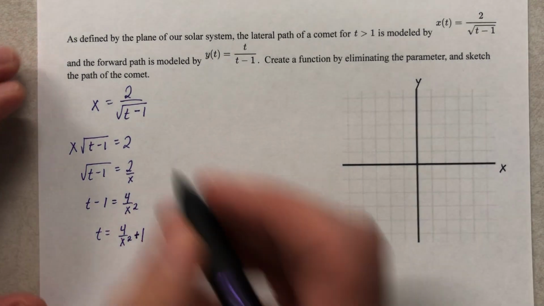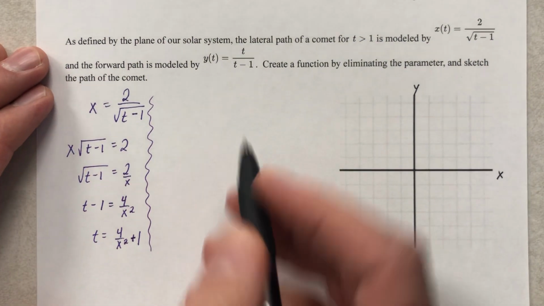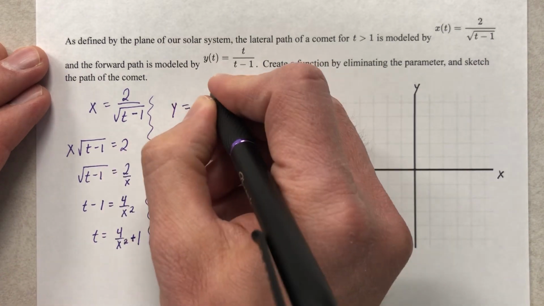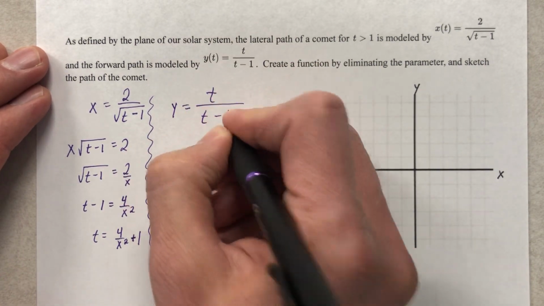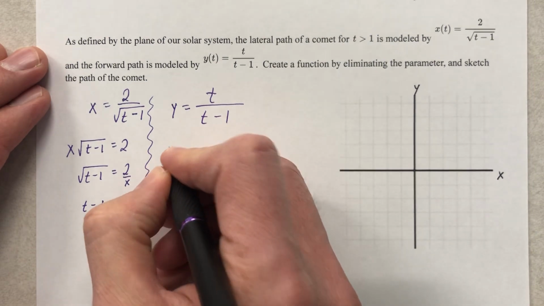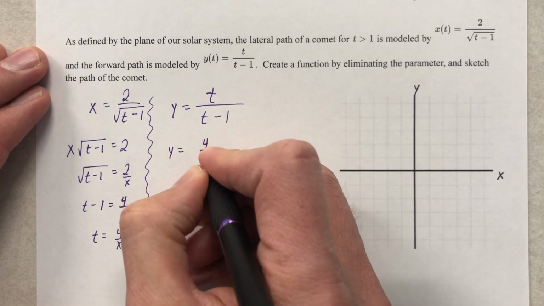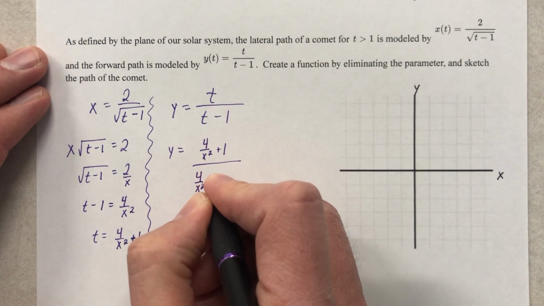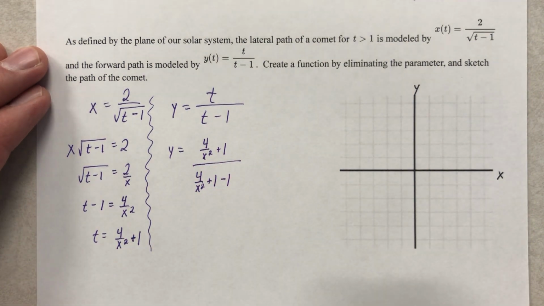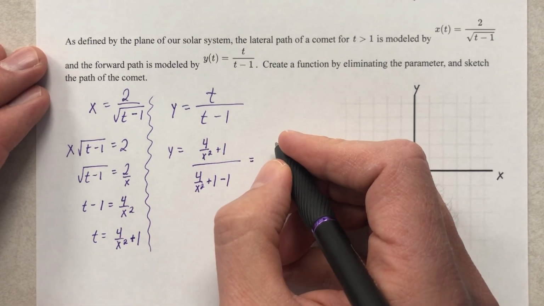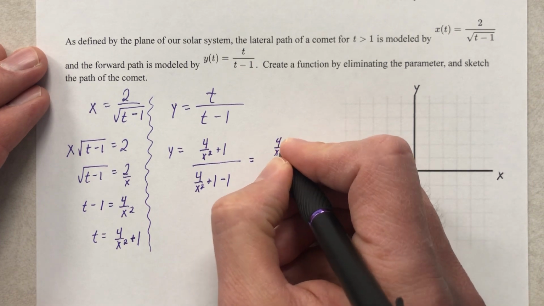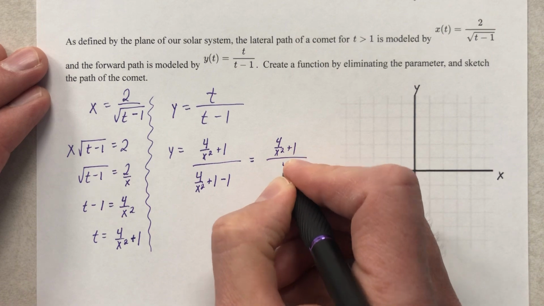Sounds good. All right, we're going to take that and plug it in for t over here, and it's going to get real sloppy real fast. So y equals t over t minus 1. So y equals this expression for t, over t minus 1. Okay, well, there's something obvious in the denominator, so let's do the obvious. And we're going to have, oh, my calculator's still thinking. You can't see it, but it is. 4 over x squared plus 1 over 4 over x squared.